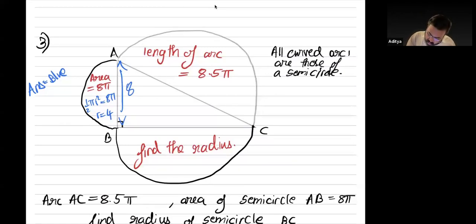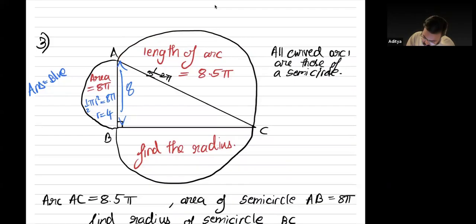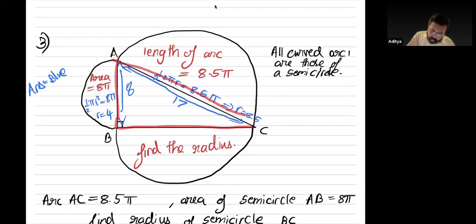Again, over here, the length of this arc is half of the circumference. So that means half of 2 pi r is equal to 8.5 pi. From that we get r is equal to 8.5, or this entire length AC becomes 17. Now since this is a right angle triangle, you can use Pythagoras theorem to figure out BC.